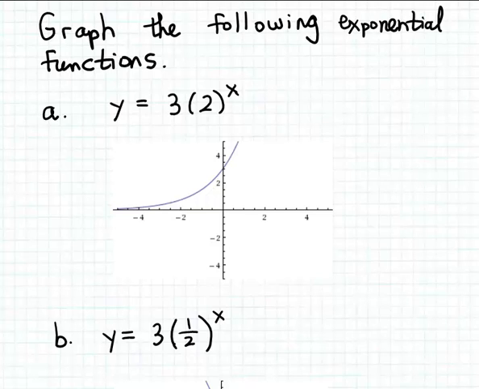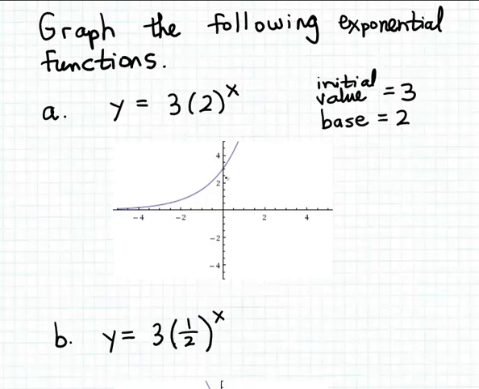In this example, we want to examine the graphs of a couple of exponential functions. So let's look at this exponential function that's given in part A. Notice that the initial value of this exponential function, which is this coefficient in front of the power, is 3, and then the base of this exponential function is 2.